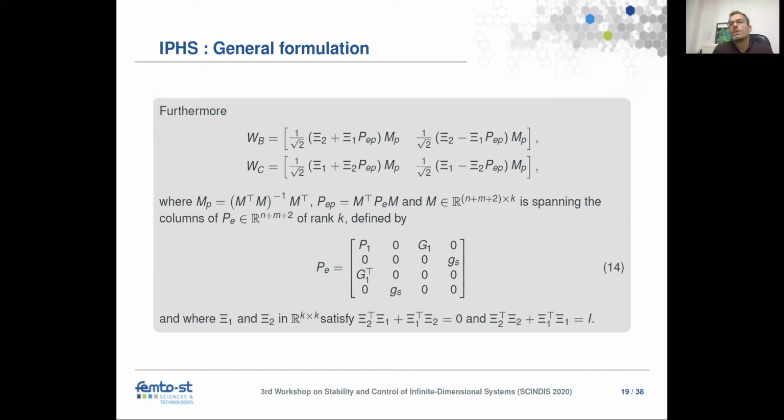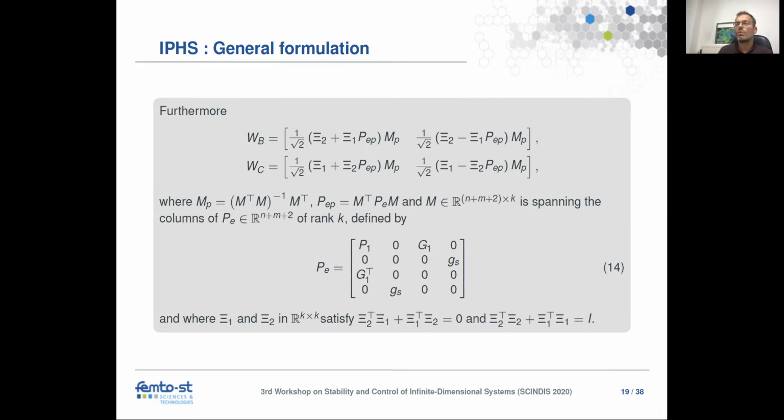So this parameterization is the following one. It may appear a bit complicated, but the main difference with the one that we have proposed for a reversible system is that in this case, the underlying matrix can be not full rank. So we have to do some projection in order to have a product that is well defined. So this is why we have this M that is chosen such that M is spanning the columns of this matrix that is not full rank in most cases.